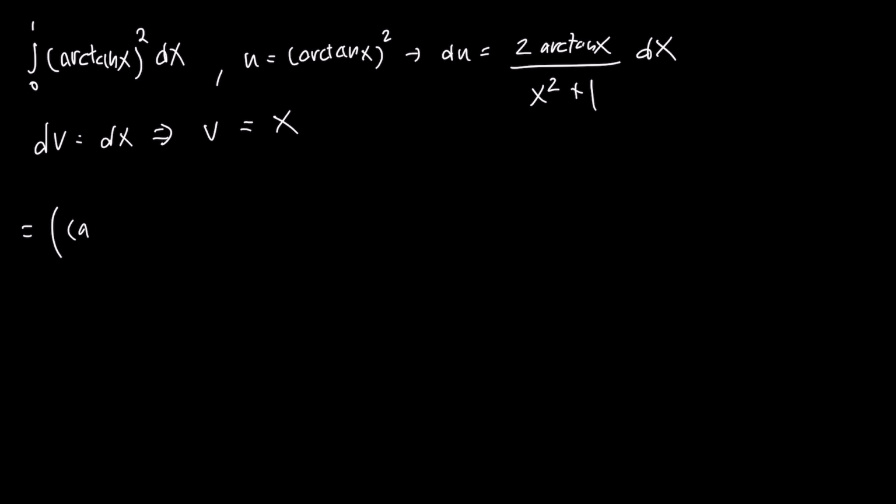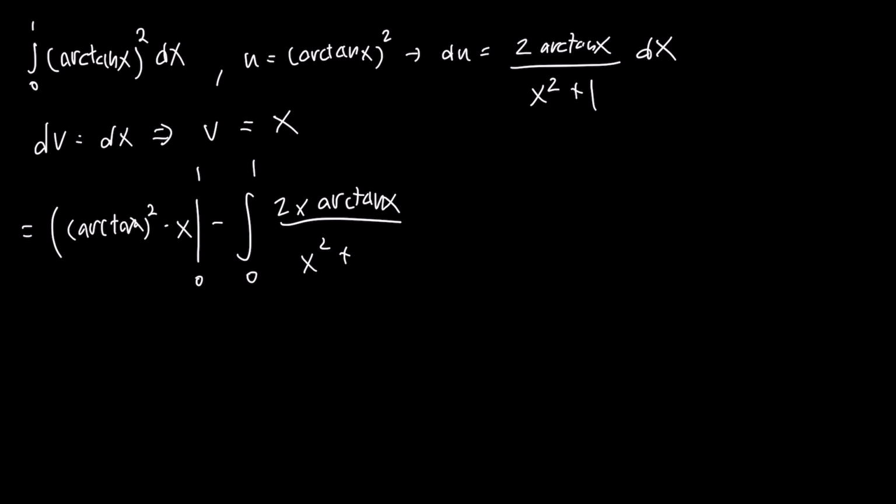So we have arctangent of x squared times x, minus the integral from 0 to 1, and then this evaluated from 0 to 1, of v du, so 2x arctangent of x over x squared plus 1 dx.